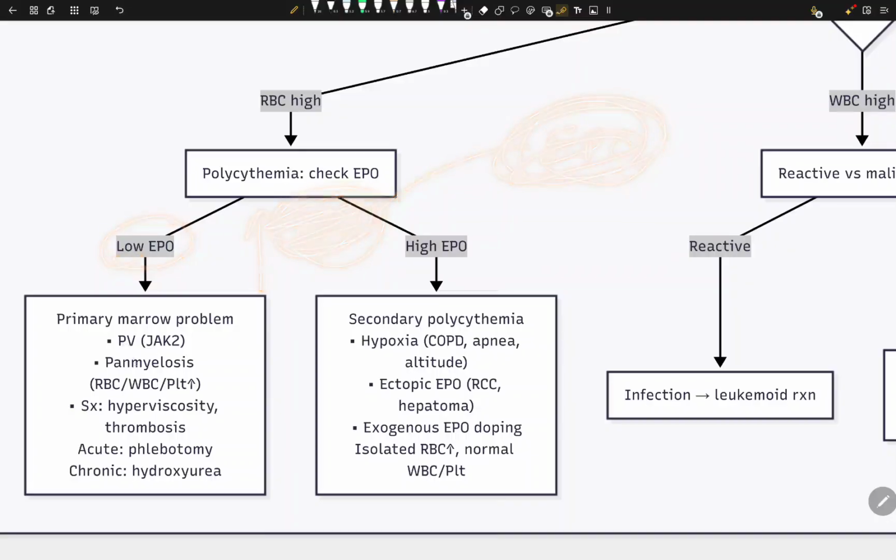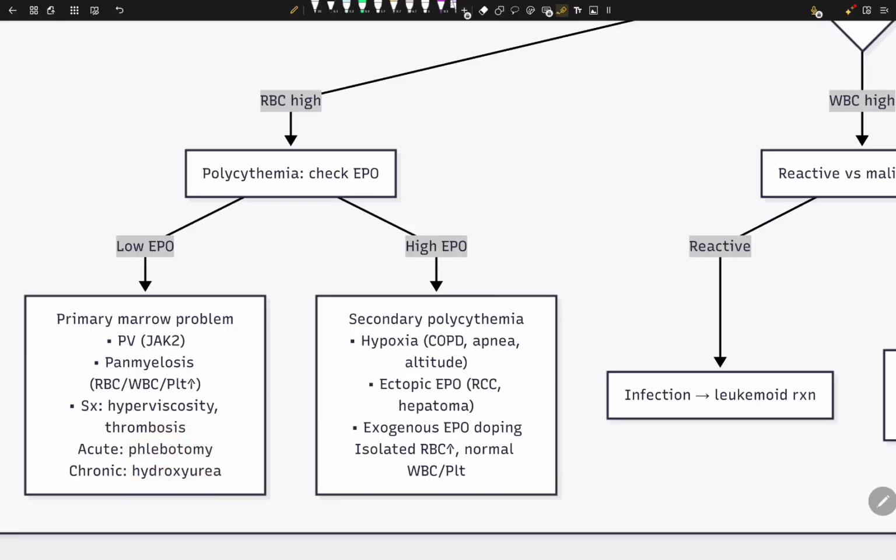All right, so we have pancytosis, right? All of them are up, right? We have hyperviscosity syndrome, symptom, thrombosis symptom, and for acute treatment, we have phlebotomy, just remove it, and for chronic, we can use hydroxyurea, okay? Now you must be thinking, phlebotomy or hydroxyurea, how do they work?